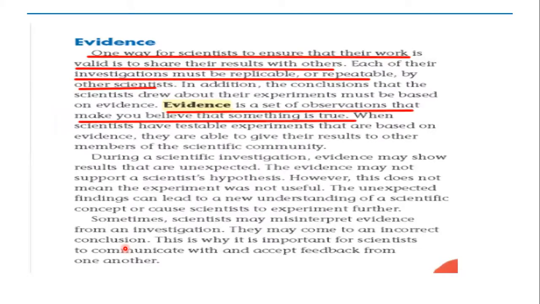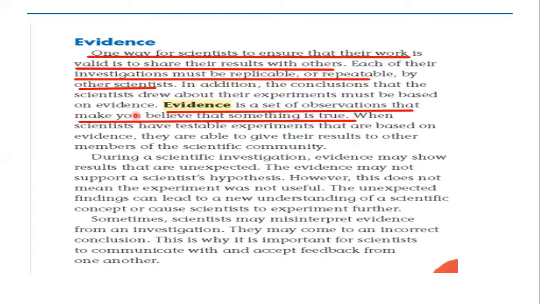Now, evidence. One way for scientists to ensure that their work is valid is to share their results with others. Each of their investigations must be replicable, or repeatable, by other scientists. In addition, the conclusion that the scientists drew about their experiment must be based on the evidence.